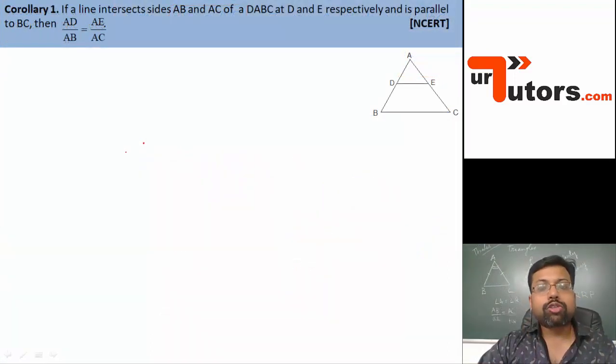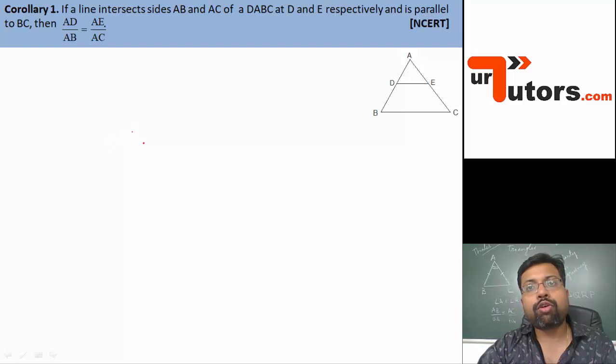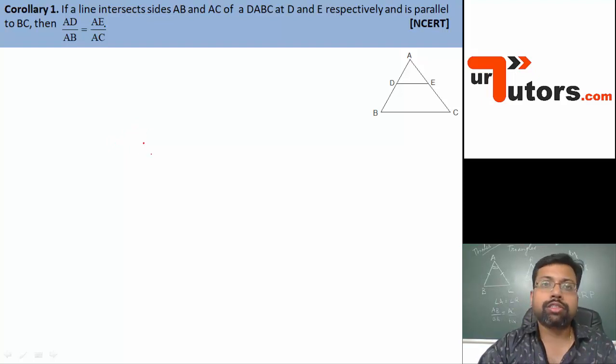Okay, so now based on our knowledge of the Thales theorem and the converse of the Thales theorem, there are a couple of corollaries or results derived from that theorem which we can use directly in our problems. Let's see what these are. The first corollary is actually presented in the form of a question in the NCERT book.